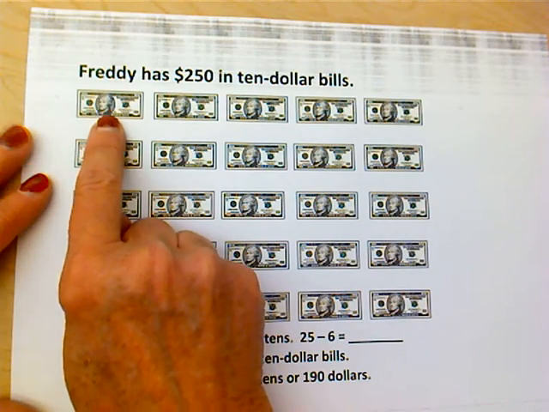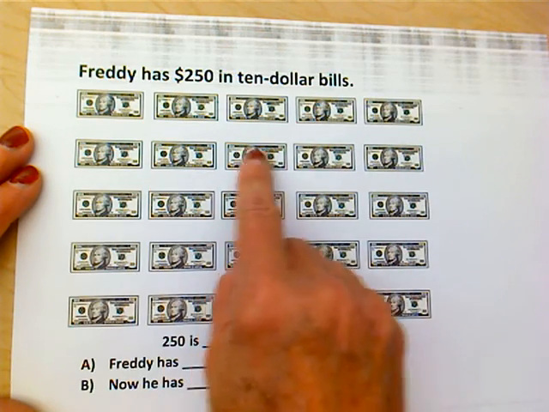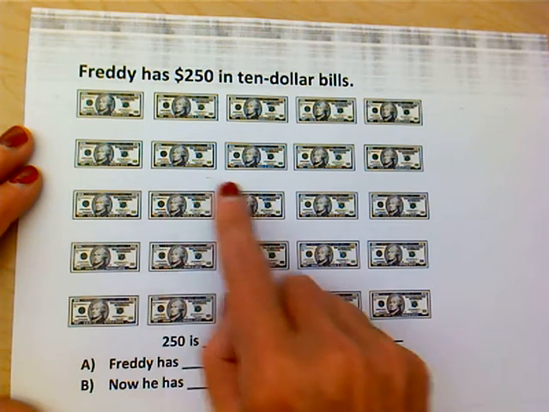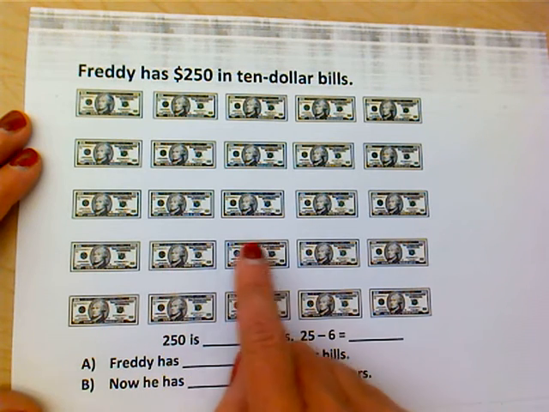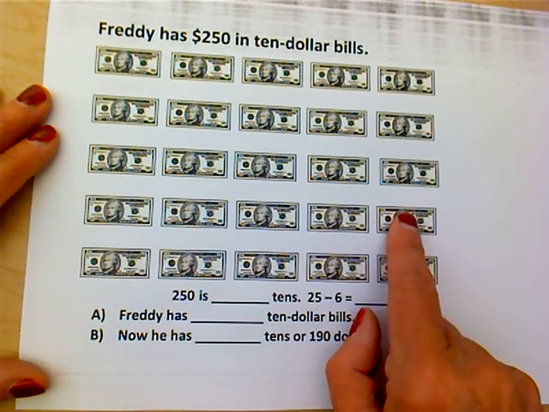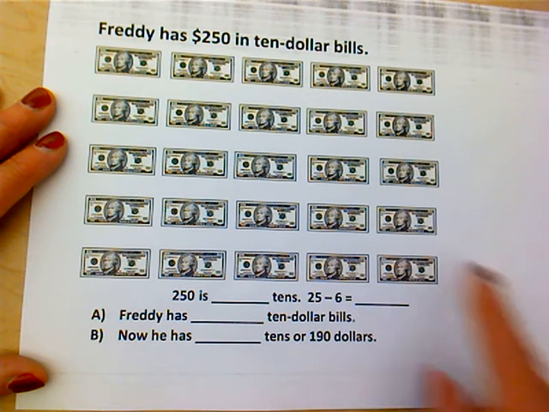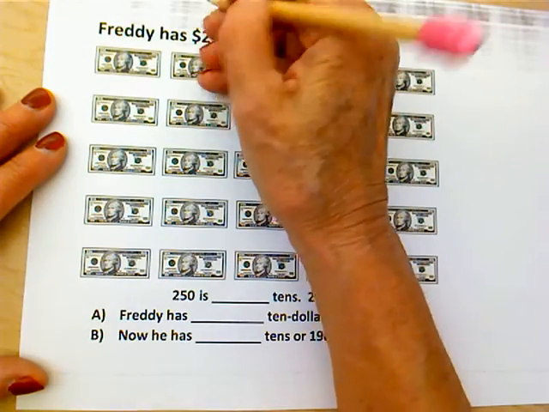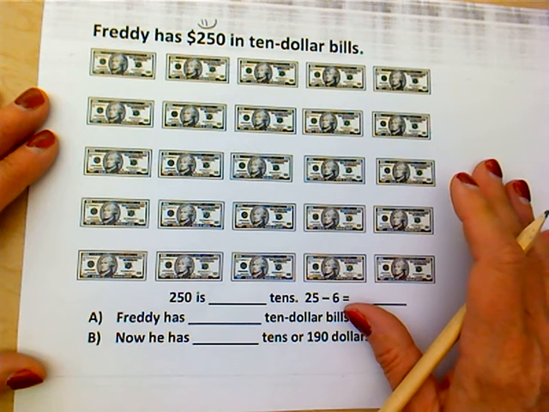So let's start by counting by tens. 10, 20, 30, 40, 50, 60, 70, 80, 90, 100. 110, 120, 130, 140, 150, 160, 170, 180, 190, 200. Okay, now I'm going to go from 200, 210, 220, 230, 240, 250. It is true, he has $250 in $10 bills. So I'm going to give myself a smiley face. And if you need to count that again just to be sure, that would be fine with me.